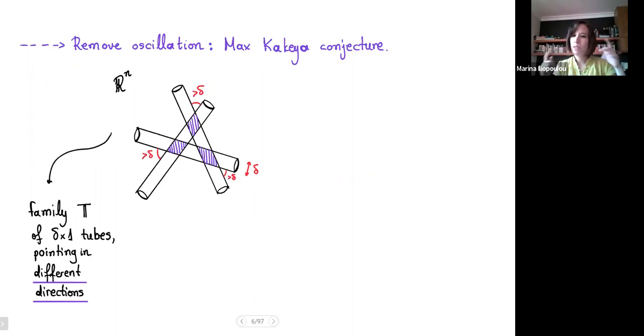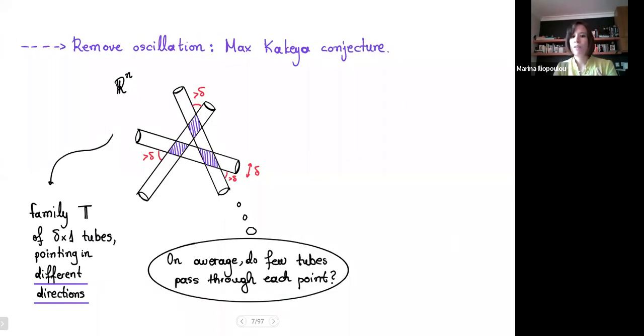And they point in different directions, meaning that between any two of them, we have angle at least the cross-section delta. And we'd like to show that tubes like this that point in different directions don't meet very often. So on average, we'd like to know that through every point, we have very few tubes passing. The tubes should essentially act as if they are disjoint.